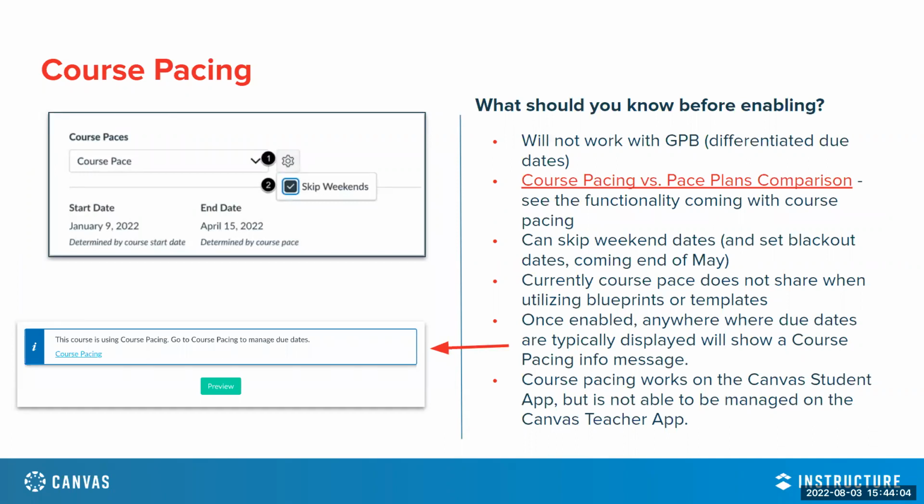And just some things to know about course pacing. You do have the option to skip weekends when you're setting up the pace of the course. It doesn't utilize blueprints or templates at the moment. Once course pacing has been enabled, you will see that anywhere you navigate through the course, this message will be displayed, showing that course pacing is being used. Course pacing works on the student app at the moment, but it is not managed by the teacher app. So just some little points to consider before you enable it.